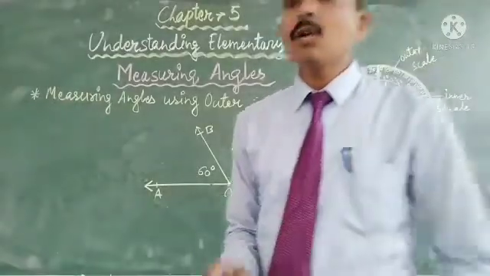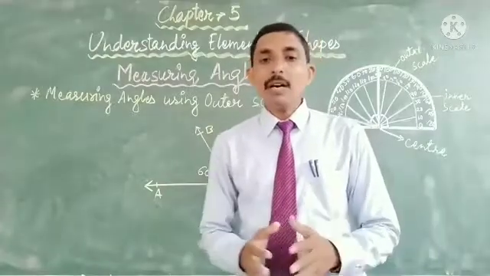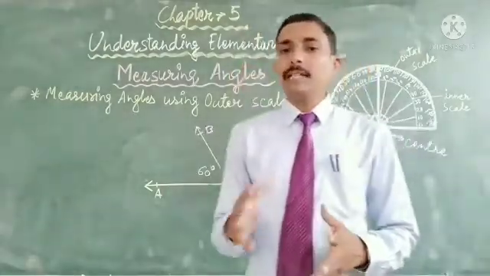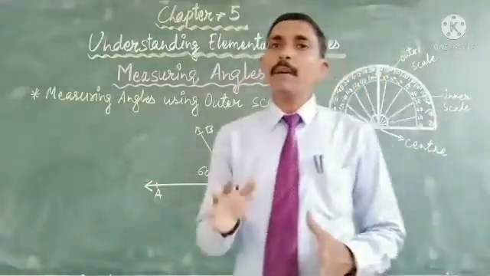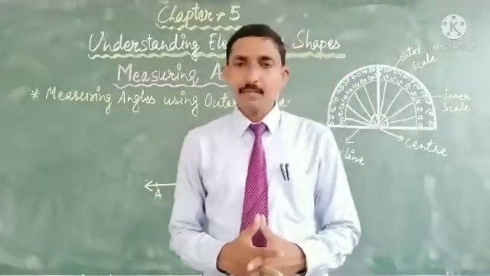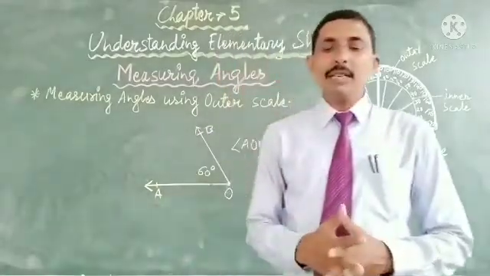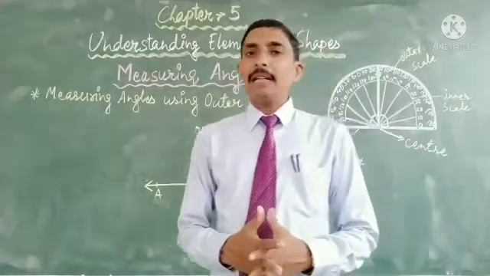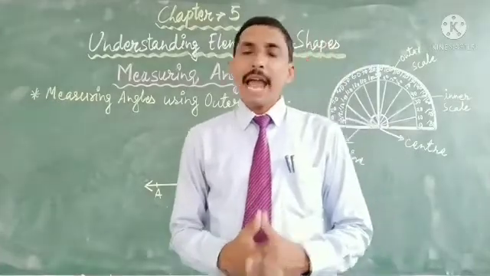For this we have to consider the vertex and the baseline. If the vertex is to the left of the baseline, then the measurement is in anti-clockwise direction, therefore we use the inner scale to measure the angle. And when the vertex is to the right of the baseline, then the measurement is done in clockwise direction, and therefore we use the outer scale to measure angles.